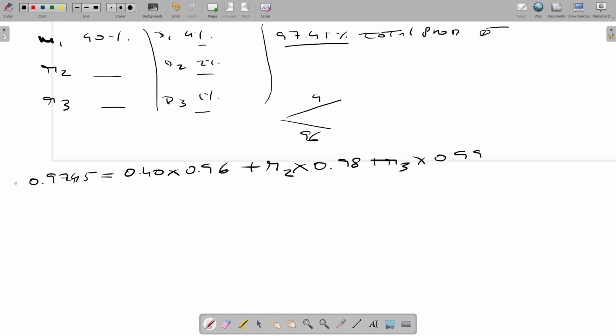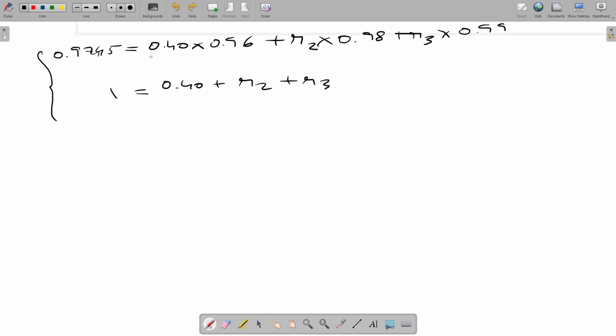But now we also have another term that we can use to solve this, because we know that this needs to equal 100%. So this means that 1 is equal to 0.40 plus machine 2, some percentage, plus machine 3, some percentage, which we don't know as of yet. Okay, so let's keep going. So you're going to multiply this value now and subtract it from here. So let's do that. We get 0.5905, and then we have 0.98 M2 plus 0.99 M3.